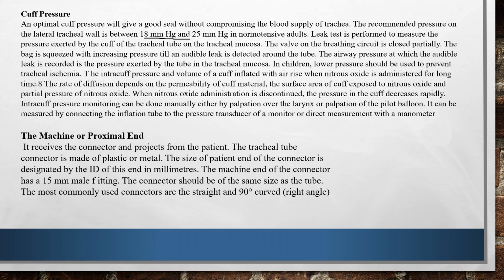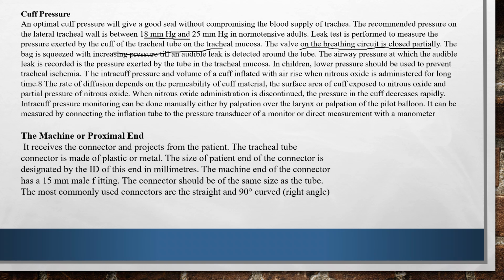In the cuff leak test, the pressure exerted by the cuff of the tracheal tube on the tracheal mucosa is measured. The valve on the breathing circuit is closed partially and the bag is squeezed, which increases the pressure till an audible leak is detected around the tube. The airway pressure at which the audible leak is recorded is the pressure exerted by the tube on the tracheal mucosa. In children, lower pressure should be used to prevent tracheal ischemia.